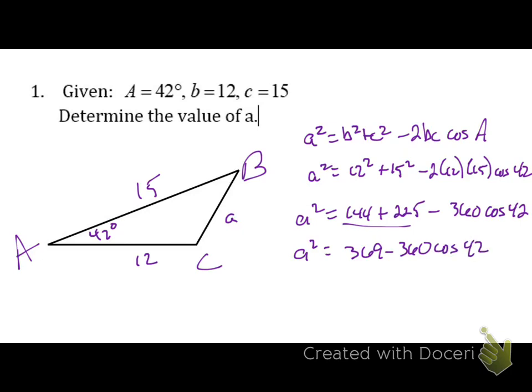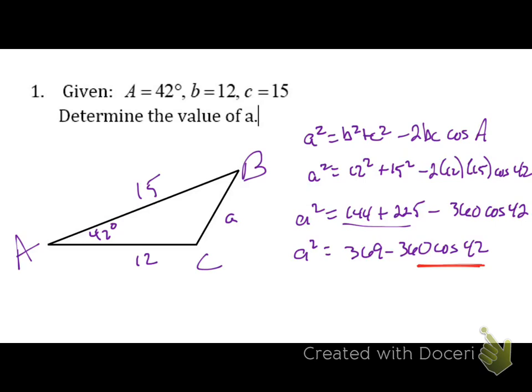Now, there are some obstacles, some classic mistakes that you want to avoid. One of them is trying to subtract 369 minus 360. You can't do that. 360 has a cosine attached to it, so don't do that, okay? Instead, follow your order of operations. You would have to multiply these two together first and then subtract that result from 369. Or just use your calculator, right?